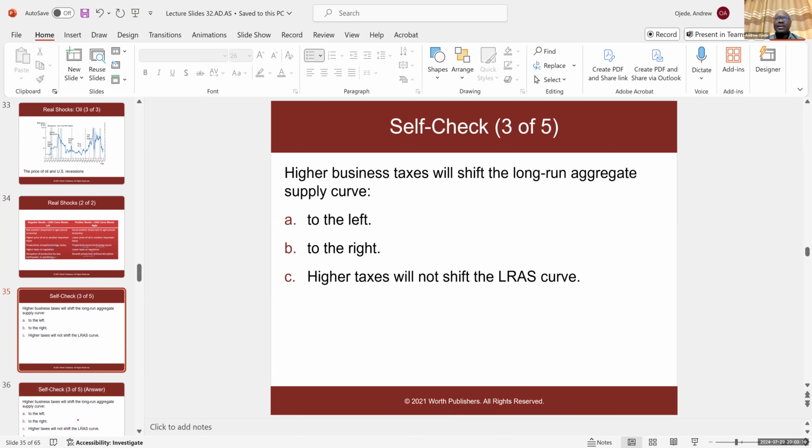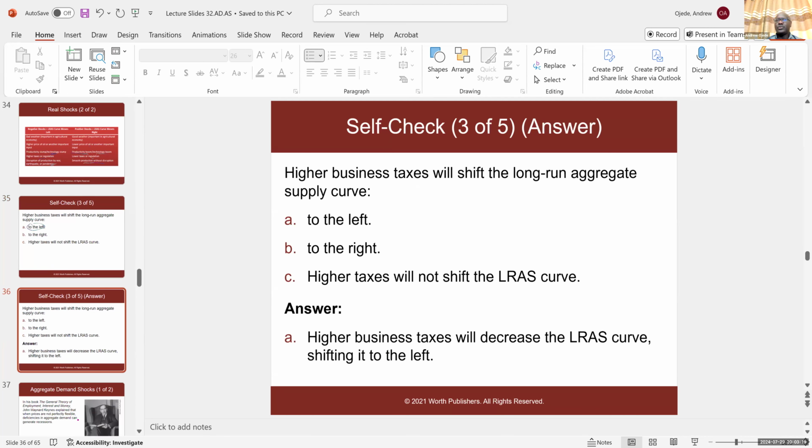So it's a little self-check. Higher business taxes will shift the long run supply curve to there. We talked about that. That's to the left. It will decrease the long run supply curve, shifting it to the left.